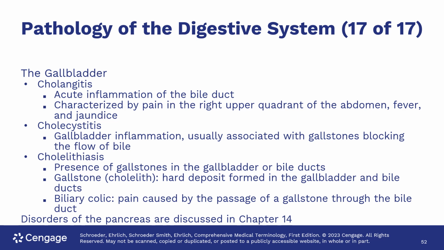Col has to do with the gallbladder. So cholangitis is inflammation of the bile duct. Cholecystitis is inflammation of the gallbladder itself. And if lith is stone, then cholelithiasis is a gallstone.